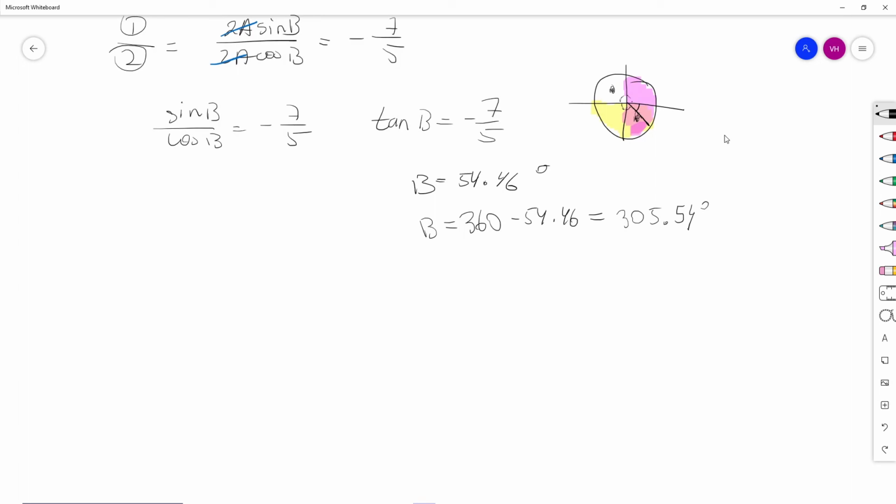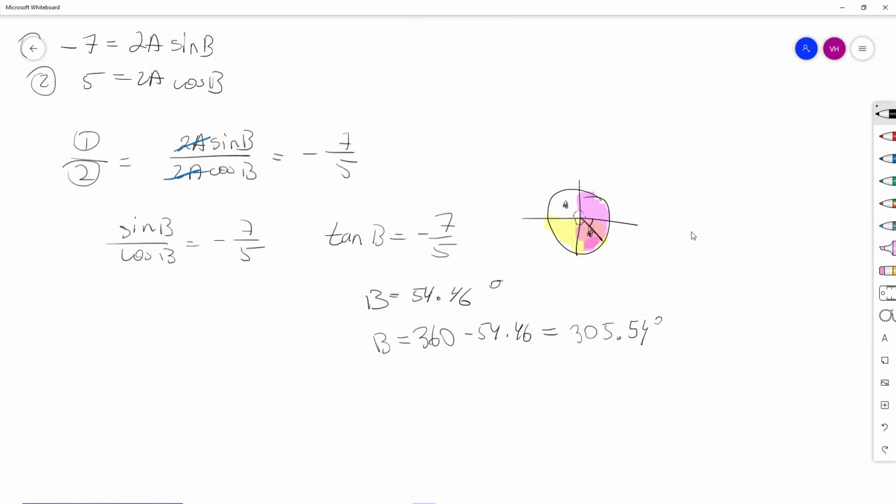Well, one way to do it is to just substitute it back into the original equation. So let's use cosine, for example. 5 equals 2 times a times cosine of 305.54. So a equals 5 over 2 cosine 305.54, which gives us 4.3.